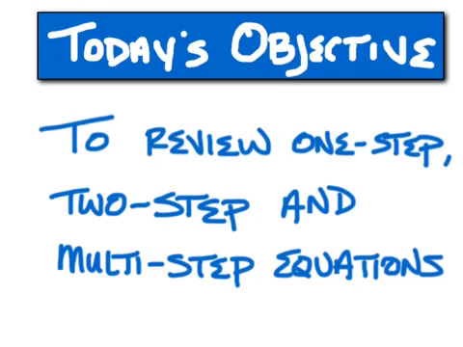Today's objective: to review one-step, two-step, and multi-step equations, which you should have done in junior high. But we need a review of those before we go on to the red cards on the wall for 9th grade Ohio graduation test material.